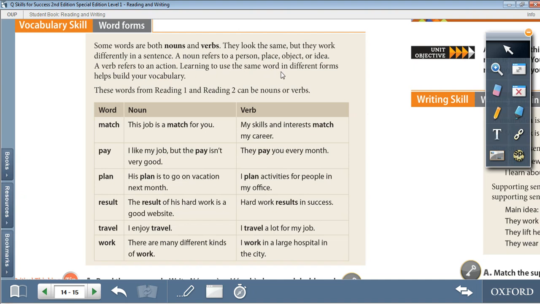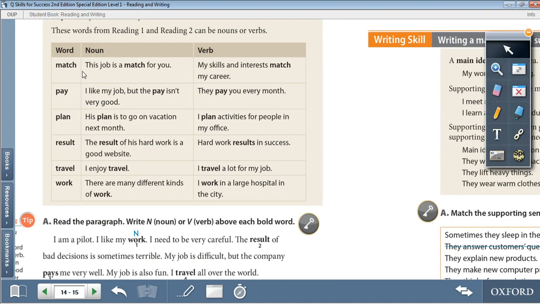Learning to use the same word in different forms helps build your vocabulary. These words from reading 1 and reading 2 can be nouns or verbs. Here are some examples. Match as a noun. This job is a match for you. As a verb, my skills and interests match my career. Then pay as a noun. I like my job, but the pay isn't very good. As a verb, they pay you every month.